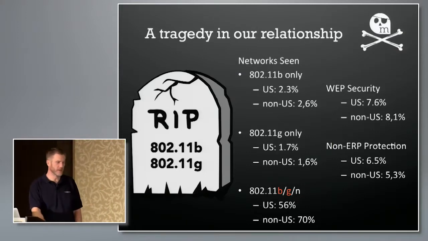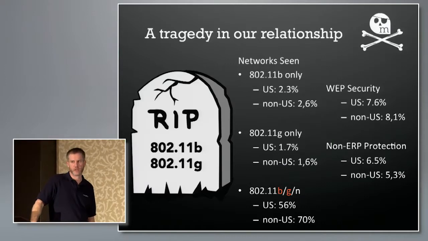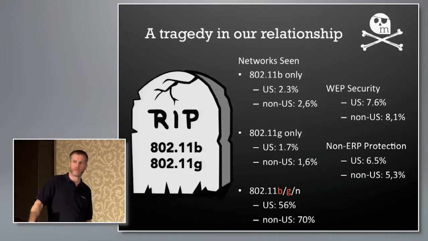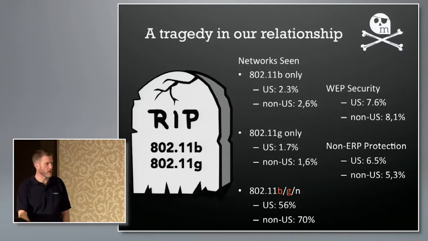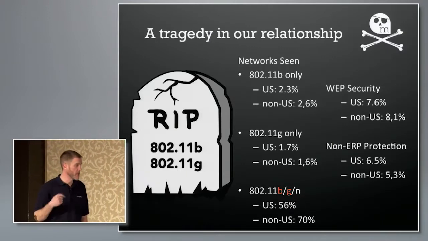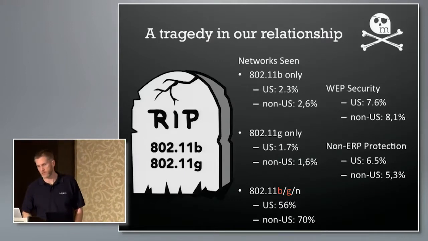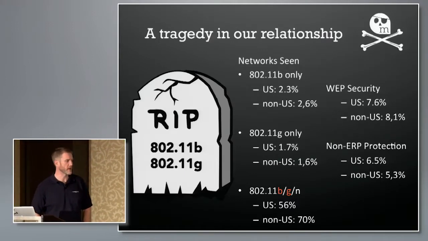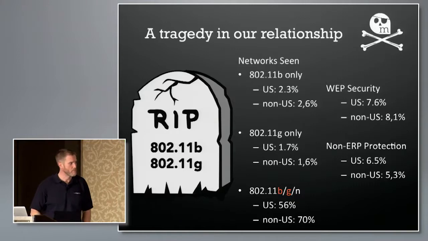The only ones we run into are those devices that must talk at 2 megabits per second or 5.5 megabits per second, and those devices require the B. But if you look at it, the US is doing pretty well, only 56% of them. In non-US, everywhere outside the US, it's 70% of them.